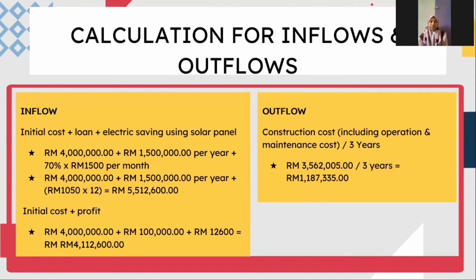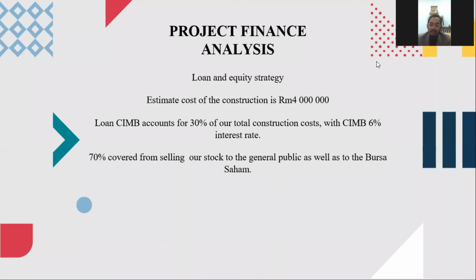And at the third year of this project, we have the inflow of about 5,112,600. And for the outflow, which is the money that we spend for this project, it is the construction cost, including the operation and maintenance cost for every year, which for 1 year is about 1,187,000. Okay, so the next part is project finance analysis.